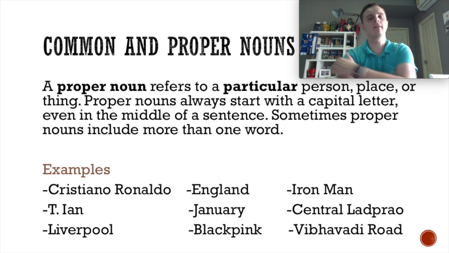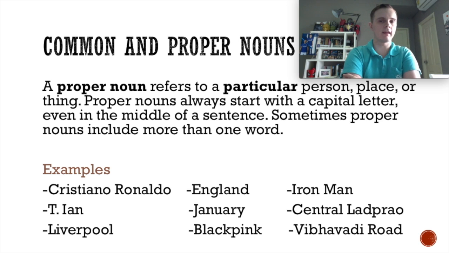So here's our examples. Cristiano Ronaldo. Cristiano Ronaldo is a footballer. Teacher Ian. Teacher Ian is a man. Liverpool is a city in the country England. January is the name of a month. Blackpink is the name of a band. Iron Man, you can see it has two words, but that is one superhero. Central Labprau is the name of a shopping mall. And Vipavadi Road is the name of a street. So these are all proper nouns. You know exactly what I'm talking about.